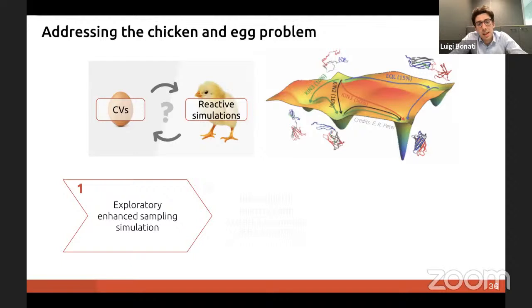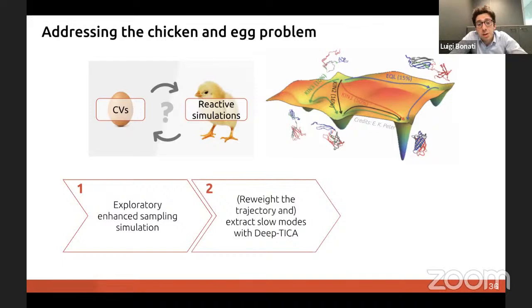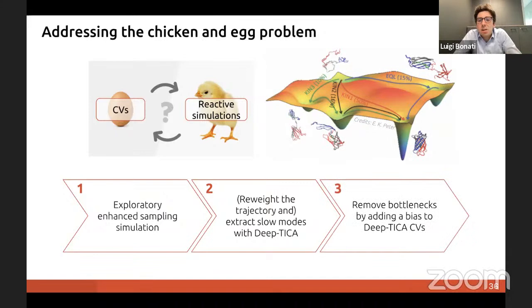We don't need this simulation to be perfect. We just need to be not too far from equilibrium. And in this regard, OPES plays a very important role because it really quickly converges towards a quasi-static regime. We can reweight this trajectory, we can extract the slow modes with Diptyka, which means we can analyze this biased trajectory and find which are the modes which are constraining it from converging to the Boltzmann distribution. And then once we have identified these bottlenecks, we can remove them by adding a bias potential along these directions.